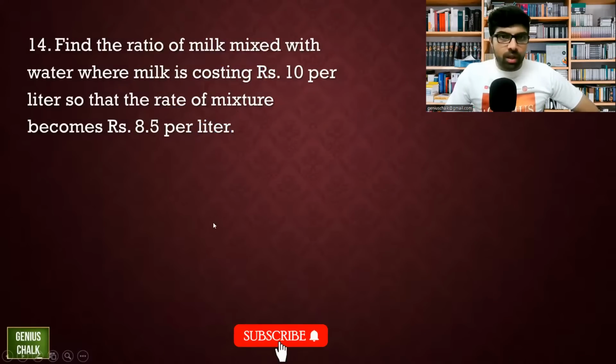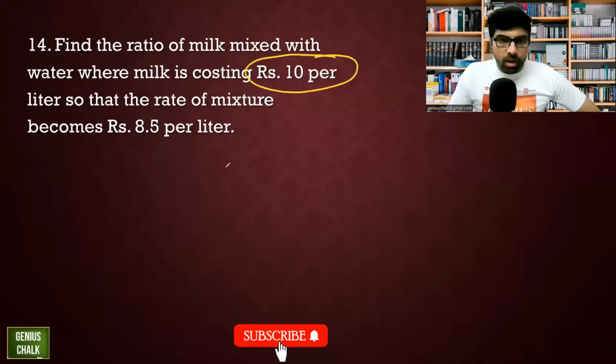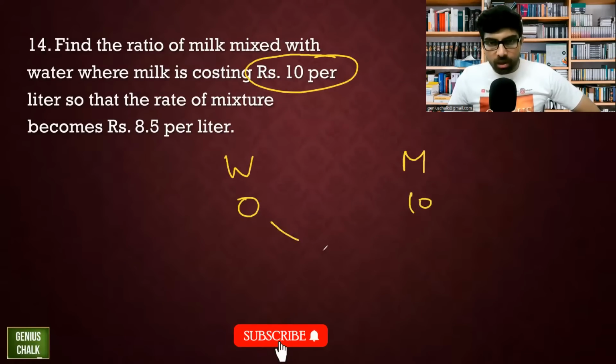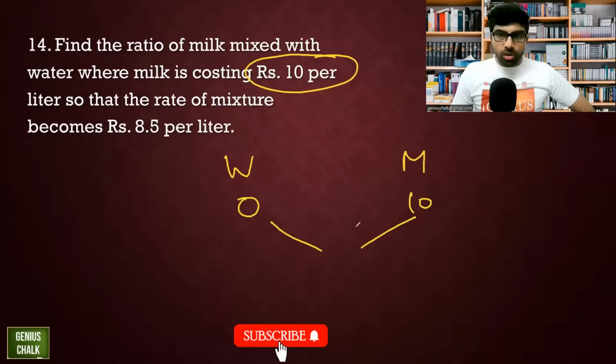Next one, the ratio of milk mixed with water, where milk is costing 10 rupee per liter. Rate of mixture is this. So here again, because nothing given about water, so we'll assume it is 0 rupee per liter, and milk is 10 rupee per liter. Obviously milk is costlier than water. That's why we do this. It's a famous approach. Take water as 0.